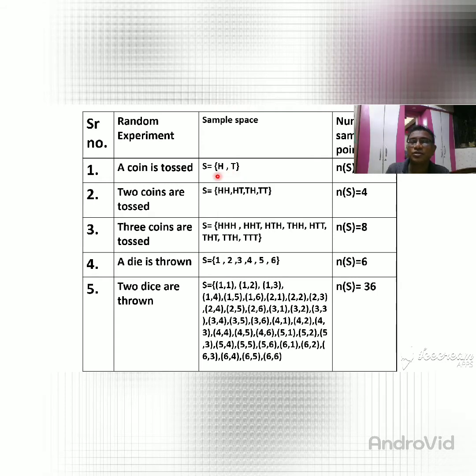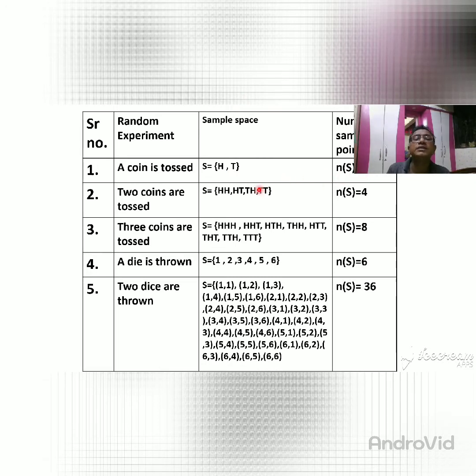Remember that it is not only head and tail; if some student writes tail and head, the meaning is the same. So when one coin is tossed, there is the possibility of getting head or tail. So the number of S is equal to 2.